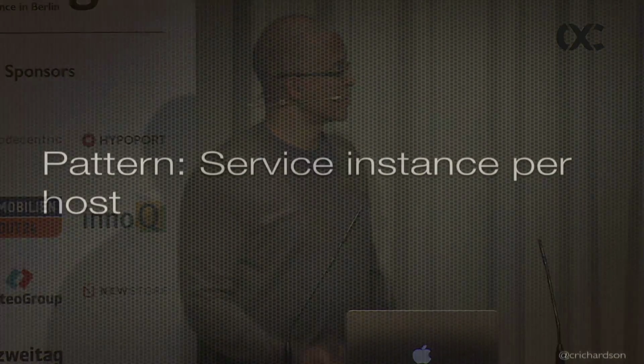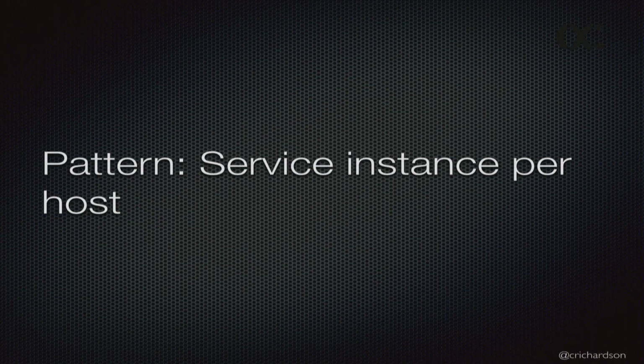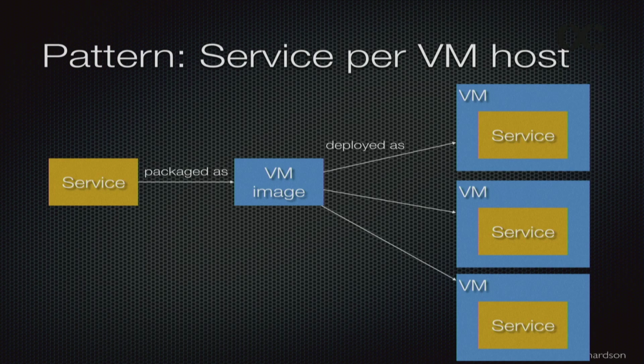The other option, of course, is to have one service instance per host. You could do what Netflix do: take a service, package it up as a VM image, or an AMI to use EC2 terminology, and then at runtime, each service is an EC2 instance, a virtual machine that's forked from that virtual machine image.